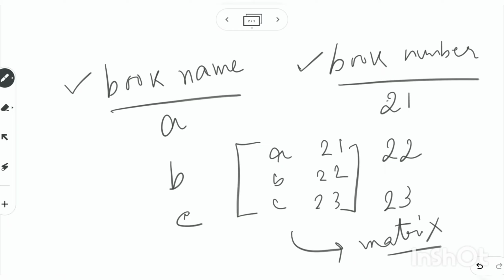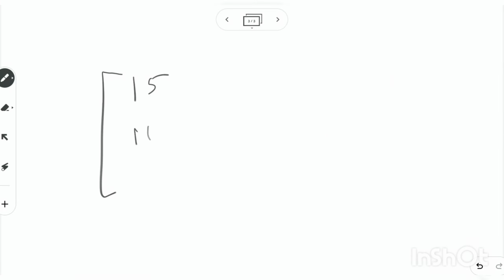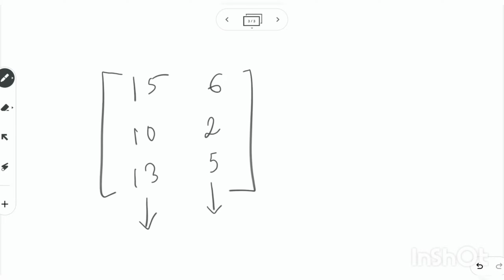So in your book there's a very good example about Radha, Fauzia and Simran. It's about notebooks and pens. So see, here's the example. This matrix is 15, 10 and 13. This is the first column, and the second column is 6, 2 and 5. And these are the rows, that is, this is the first row, this is the second row and this is the third row.